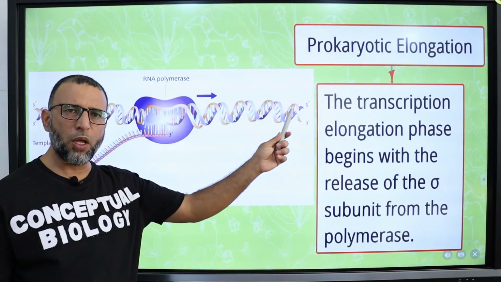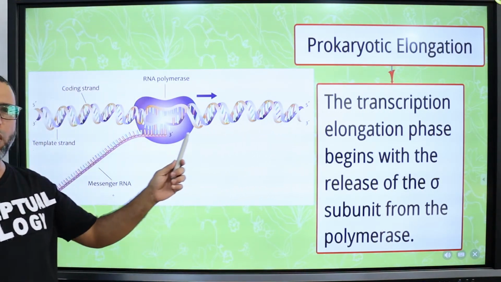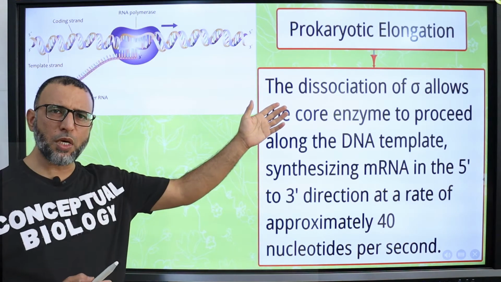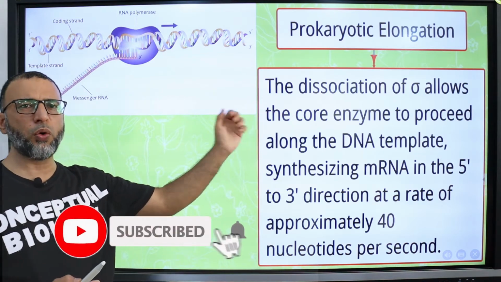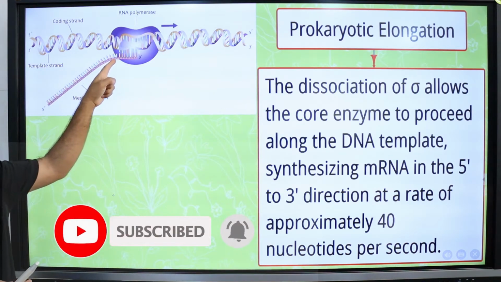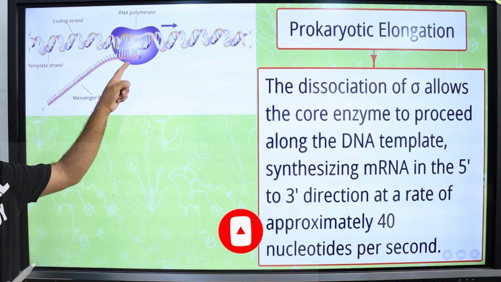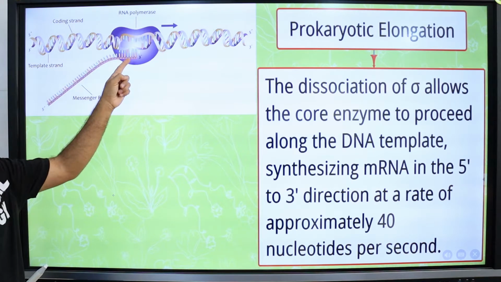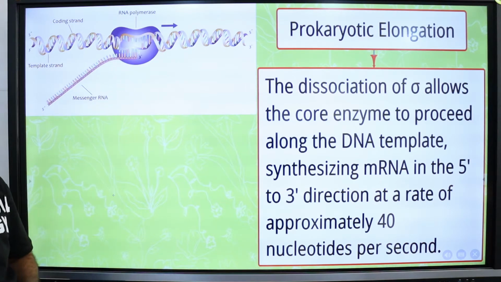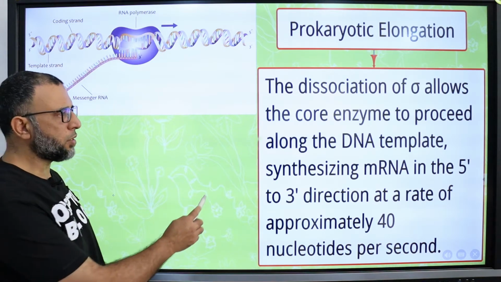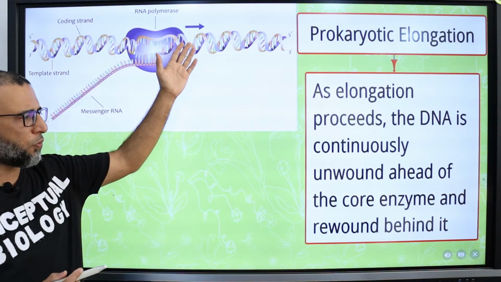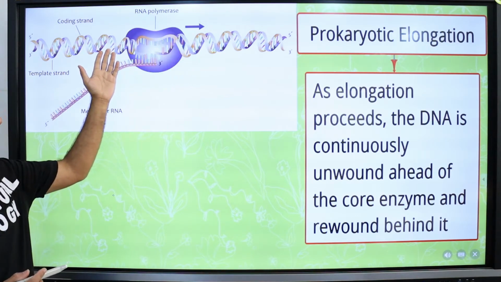The transcription elongation phase begins with the release of the sigma subunit from the polymerase. The dissociation of the sigma subunit allows the core enzyme to proceed along the DNA template, synthesizing the mRNA molecule in the direction of 5' to 3' at the rate of approximately 40 nucleotides per second. As elongation proceeds, the DNA is continuously unwound ahead of the core enzyme and rewound behind it.